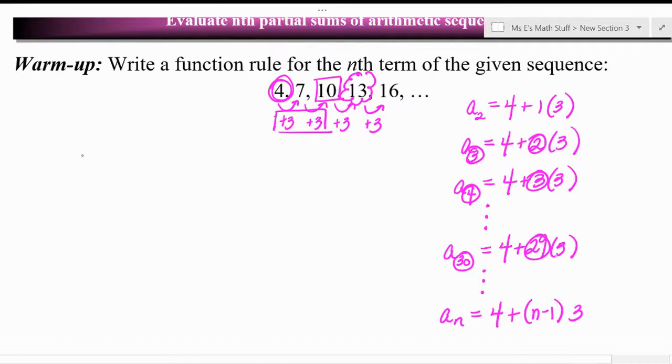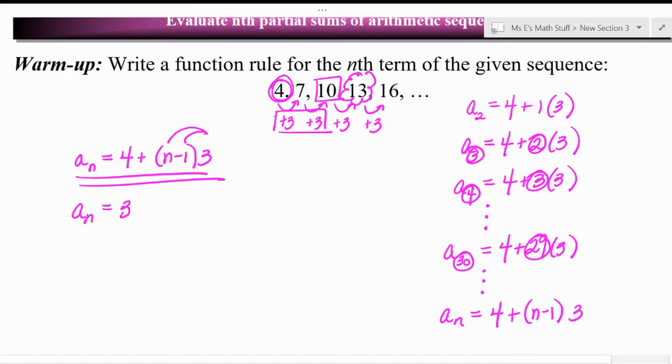So one way to write that function rule would be to just say exactly that. Hey, here's the secret. Start out with a 4, and to get to any number of term, you just add that number minus 1 3's. That's the trick. And then you could always simplify it, right? I'm just going to underline it because that's one way to write your answer. And then if you simplified it by distributing and combining like terms, you get a sub n would equal 3n plus 1. There you go. And nobody really cares which version you put for your answer. So good job if you got that. That's a nice way to get started.